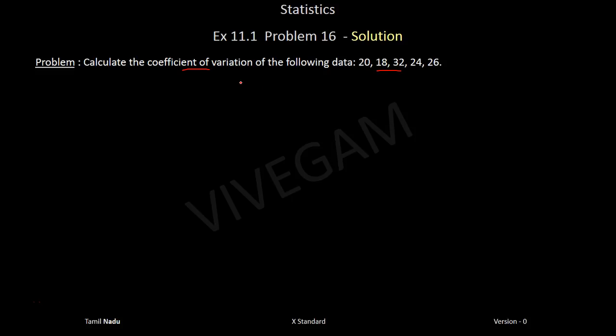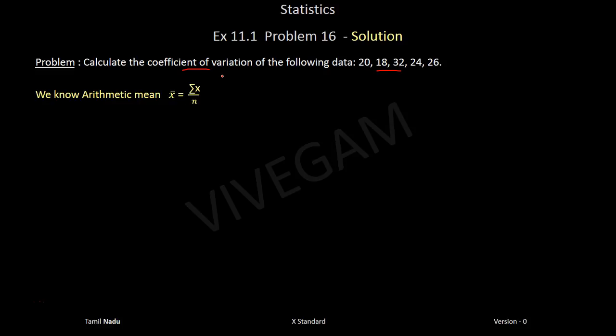So we need to know the standard deviation, and we need to know the mean, then only we'll be able to calculate the coefficient of variation. It's an ungrouped data. So the first step, we'll have to calculate the mean, then we'll have to calculate the standard deviation. And thereafter, using this mean and the standard deviation value, you will be able to calculate the coefficient of variation. Okay, so let's try that.